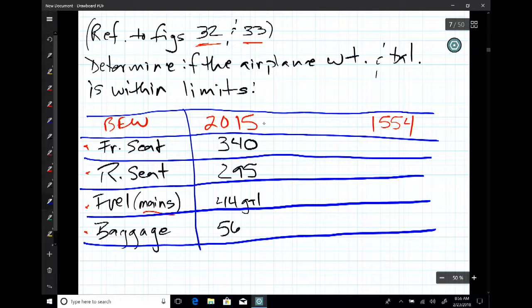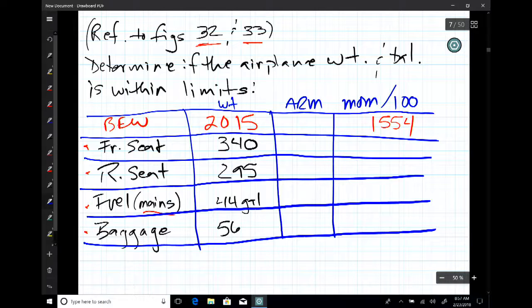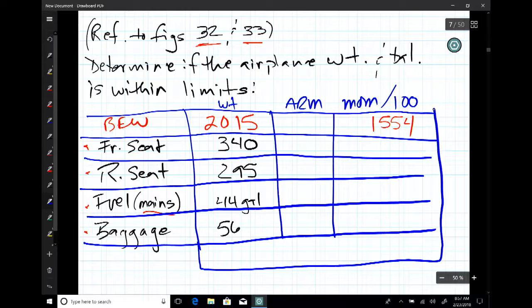So here's that, here's this, here's that. We also know that up here we have our weight, we have our arm, and we have our moment. And our moment here, the index is divided by 100. Down here, we have our column totals, right?